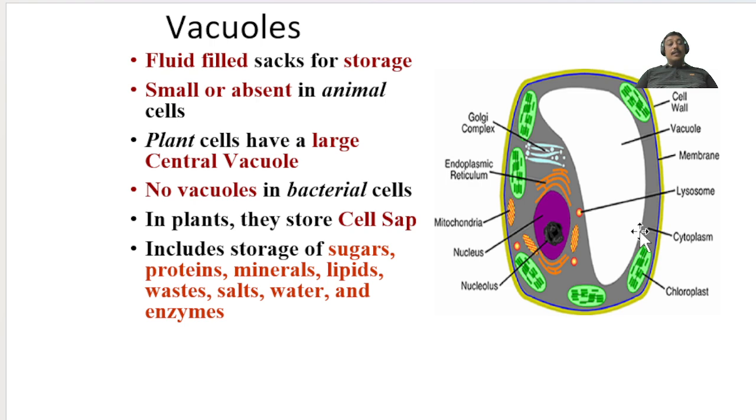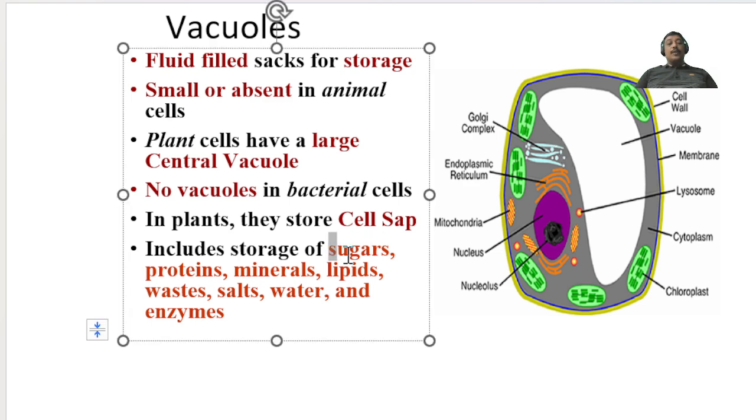So the large vacuole is present only in the plant cell, and it is not present in the animal cell or in the bacterial cell. This sap is rich with nutrients, I told you, right? What are the nutrients? The nutrients include sugar, protein, minerals, lipid, water, and salt.